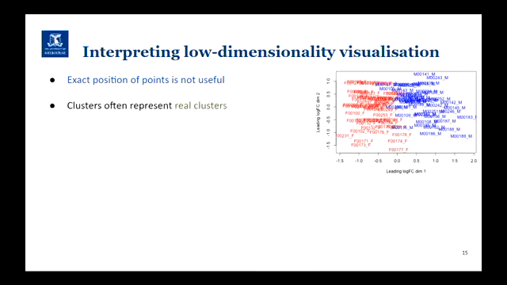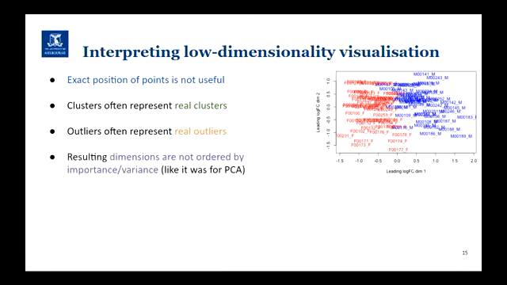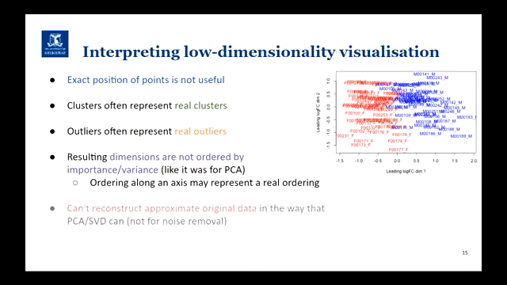However, the clusters usually represent real clusters, and outliers also represent real outliers. One important thing here is that the two new dimensions are not ordered by importance or variance like we have in PCA or in SVD. Our goal here is just to retain as much as we can in terms of the distances. However, the ordering along an axis may represent a real ordering, but not the actual dimension. So it's difficult to interpret the actual dimension.